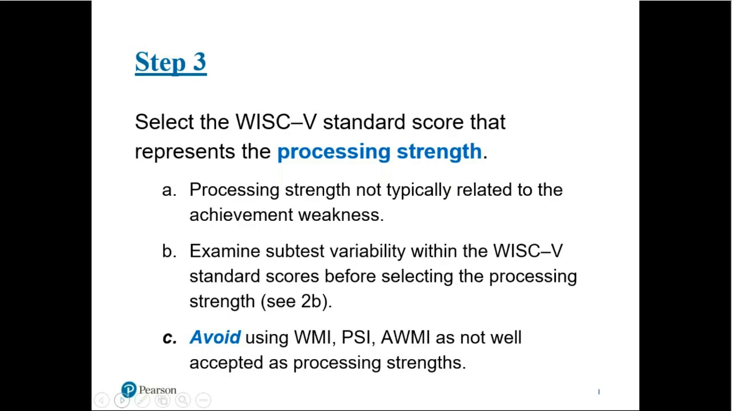Now, we do know from research that the recommendation at this point for the processing strength, and I'll show you a visual representation to really drive this home in a moment, the recommendation here is to avoid using indices like working memory, processing speed, auditory working memory, etc., as these really haven't been well accepted as processing strengths. So we're really looking at things like verbal comprehension, fluid reasoning, visual spatial index, etc.